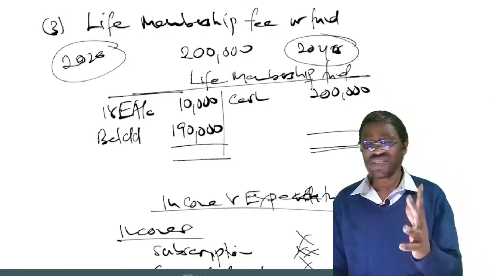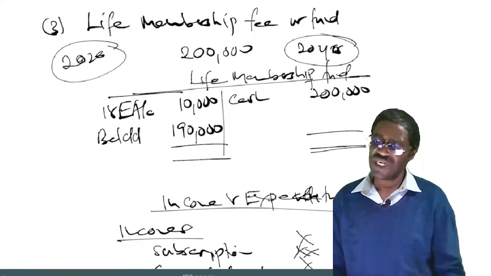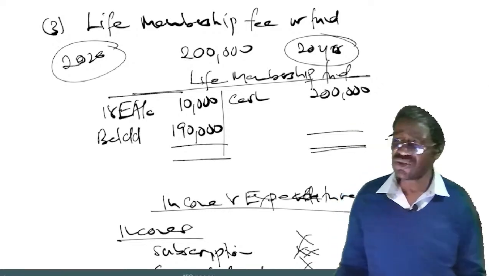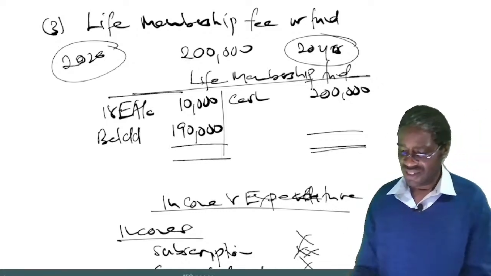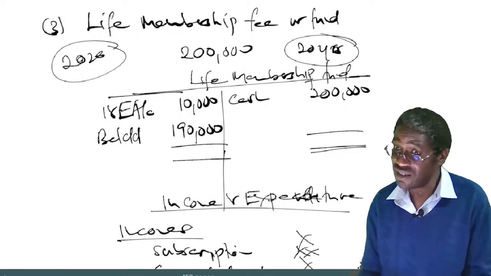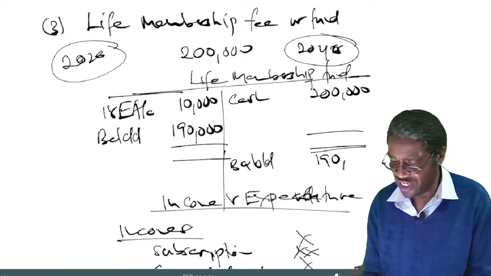Because a member can come and say, I'm not going to stay in your club for the next 19 years, refund my 190. So you need to refund to them their 190. Good. Now listen. Balance brought down by the beginning of the second year will be 190.